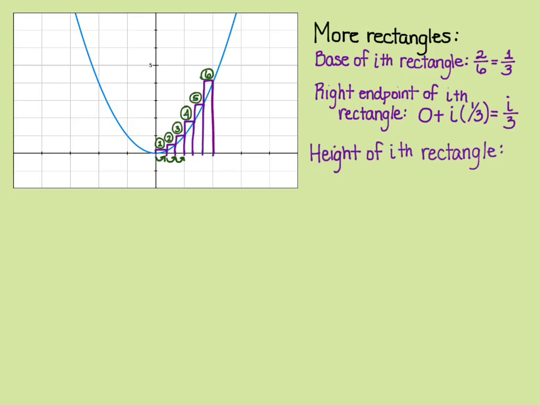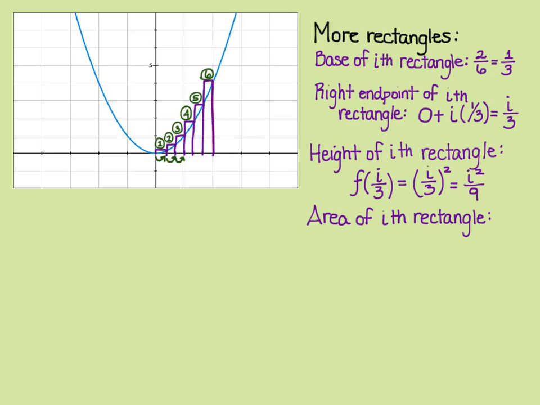The height of the ith rectangle is just going to be f of whatever that right endpoint is, so f of i over 3. Remember the function here is x squared, so I'm going to do i over 3 quantity squared, which is i squared over 9. Finally, the area of the ith rectangle is going to be the base times the height, so that's 1/3 times i squared over 9, which is i squared over 27.